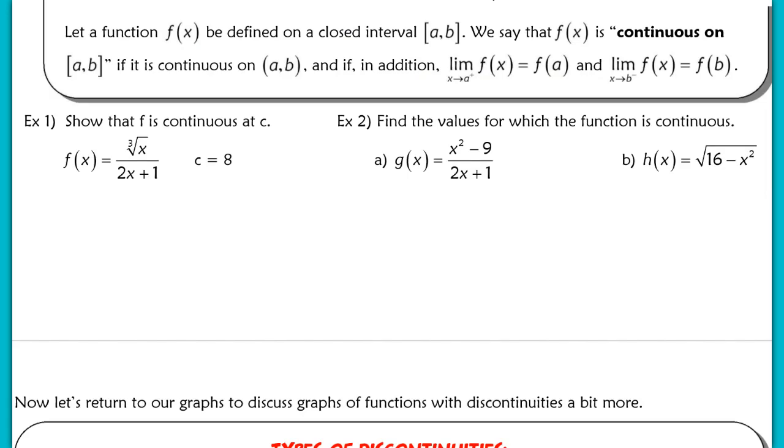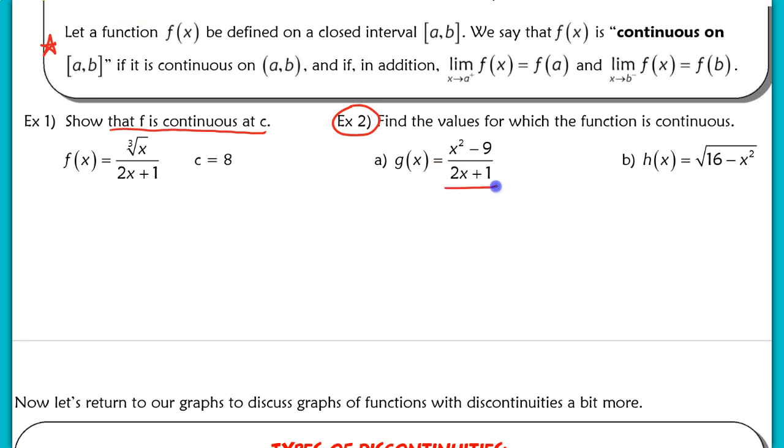Okay, now I'm actually going to skip to example 2, and I would like you to try example 1 on your own. If you want to show that f is continuous at a certain value, remember you have to follow 3 steps. So please work on that and check with the key just to make sure you understand that concept. Then we'll work on 2a, and then we'll come back to this definition up here before we move on to b. So in example 2, we're asked to find the values for which our function is continuous.